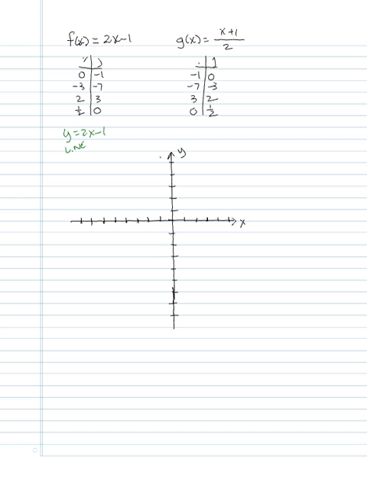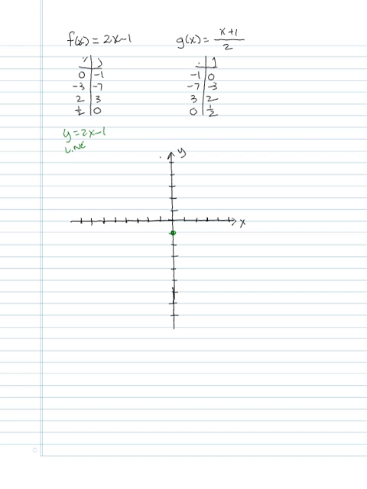Now, to keep it from being too crowded, I just want you to recognize that each of those tick marks that I've made represents 1 unit. So when we plot 0, negative 1, a y value of negative 1, we're right here. So I'm graphing f right now.